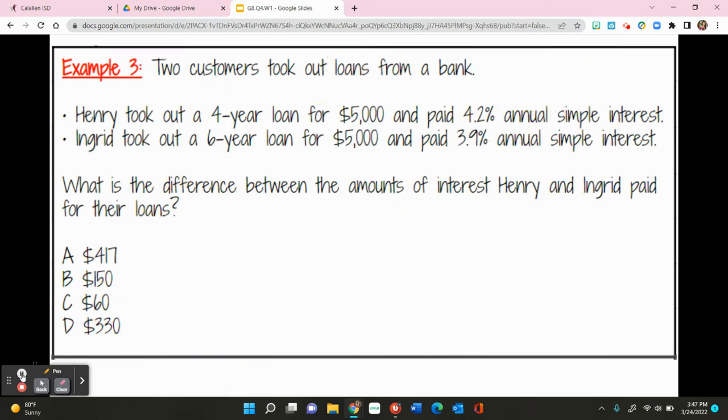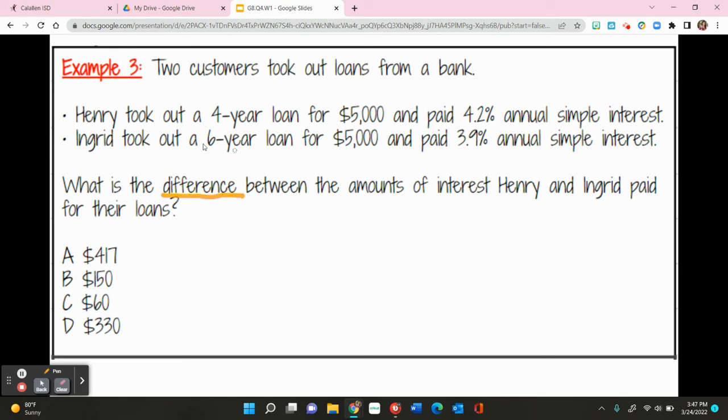Okay, let's go ahead and look at example 3. So now example 3, 3 through 5, we have to determine what type of interest we're finding. So for example 3, 2 customers took out loans from a bank. Henry took out a 4-year loan for $5,000 and paid 4.2% annual simple interest. Ingrid took out a 6-year loan for $5,000 and paid 3.9% annual simple interest. We want to know the difference between the amounts of interest Henry and Ingrid paid for their loans.